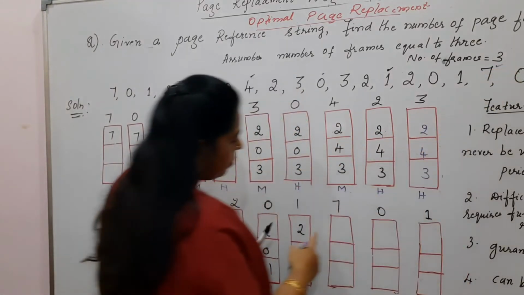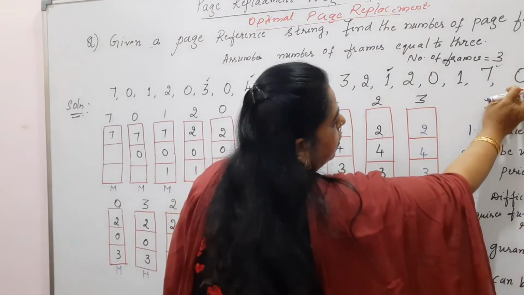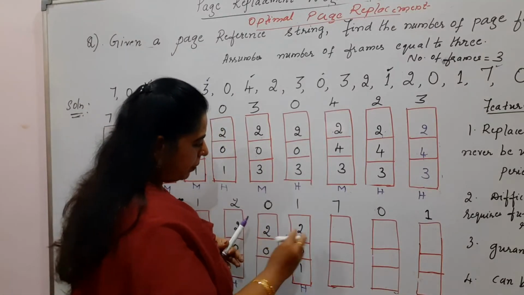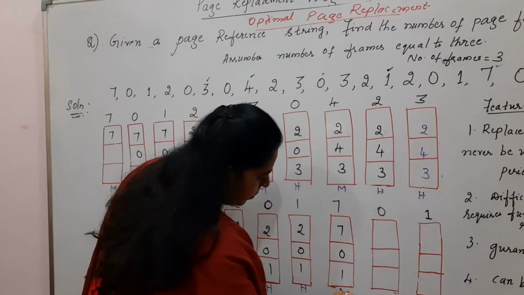Here you have to select one out of these three. 0 and 1 are the only two pages that appear here. 0 is used immediately, after that 1, and 2 is not there at all. So it is better to select 2 to replace the page. So you will write here 7, 0, 1. And of course this was a miss.